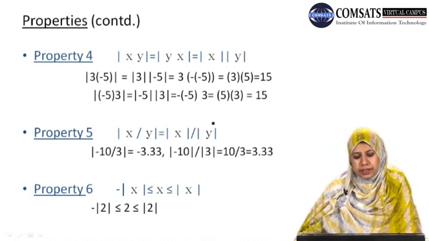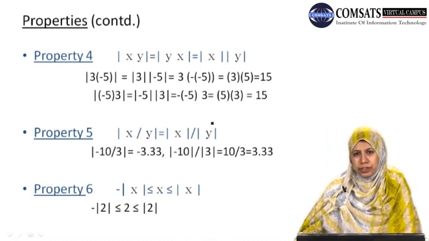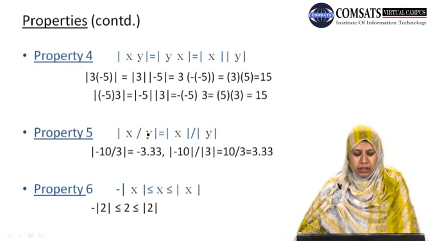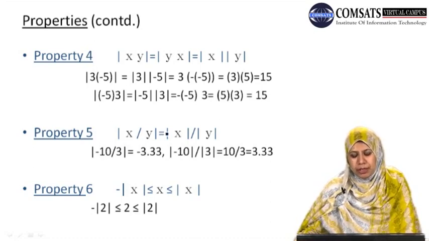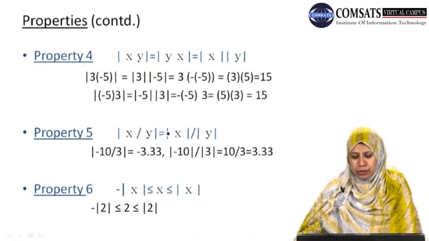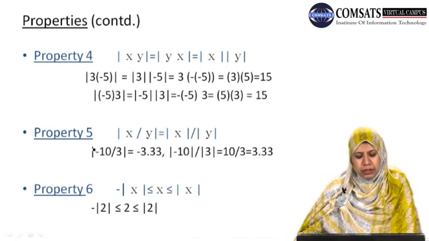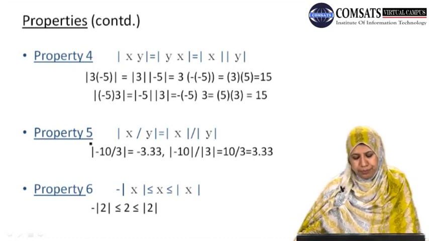Okay. The fifth property says that if we have two numbers with some ratio x over y and we want to take the absolute value, then the absolute value of the ratio is the same as the ratio of the absolute values. That is, mathematically, mod of x over y is the same as mod of x over mod of y. For example, the absolute value of minus 10 over 3 is the same as the absolute value of minus 10 over the absolute value of 3.